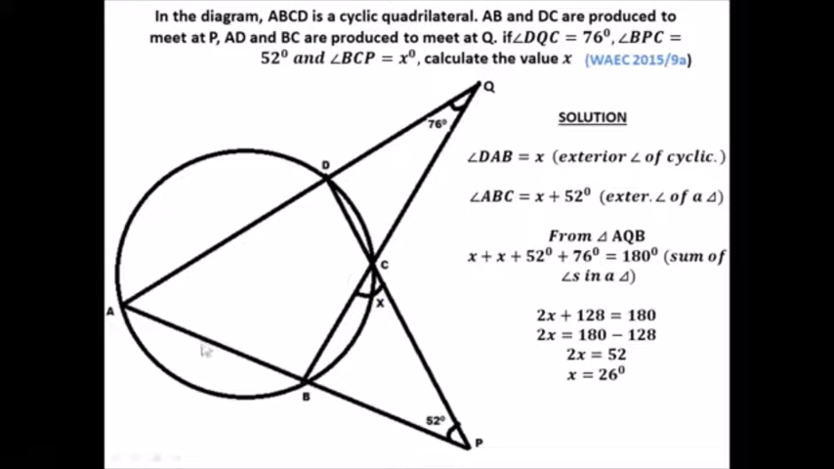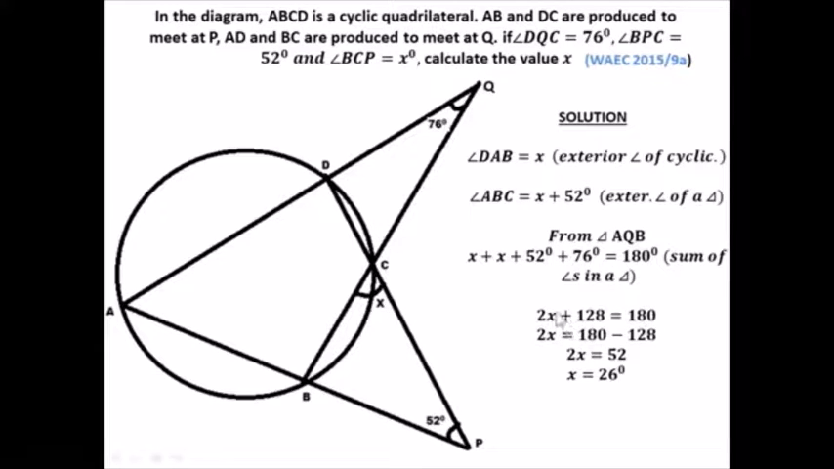So the addition of all these three angles, this angle here and this angle here and this angle here, should give us 180 degrees. And that's what we are having here, that the sum of the angles in a triangle is 180 degrees. So from there, if you sum it together, we have S plus L plus 52 plus 76 equals 180 degrees. S plus L will give us 2x. 52 plus 76 will give us 128, so 2x plus 128 equals 180 degrees.